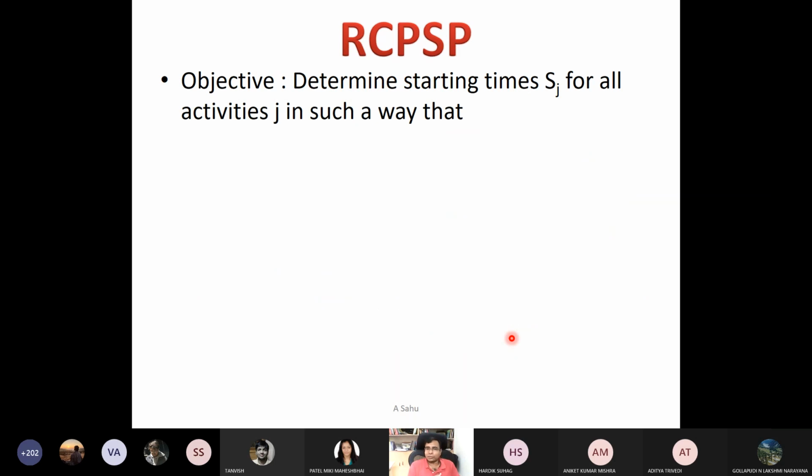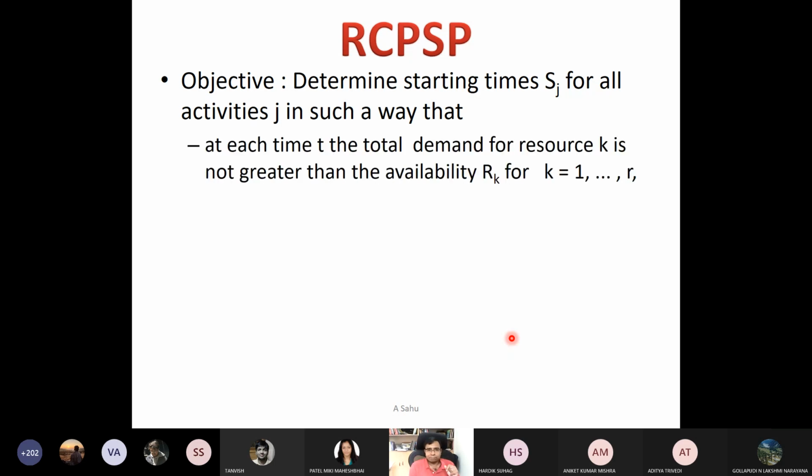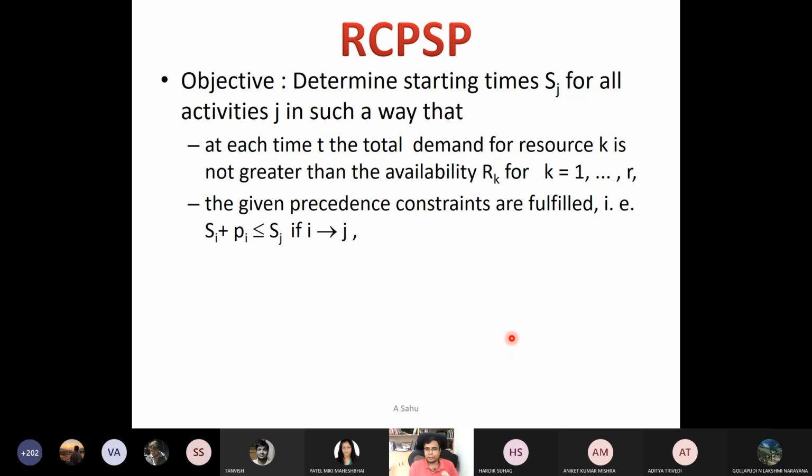And the objective. The objective is to determine the start time Sj for all activities j in such a way that at each time t, the total demand of resource k is not greater than the availability rk. So this is a constraint, and given that the precedence constraints are fulfilled. So what is the precedence constraint? Suppose j is a successor of i, i is a predecessor of j.